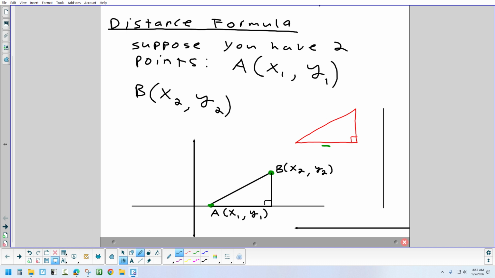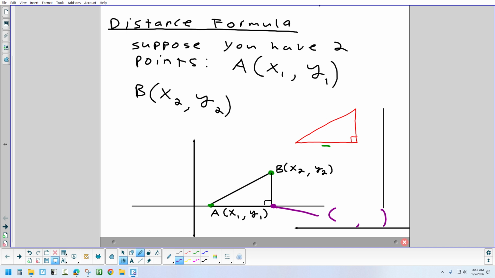Now, there's one more coordinate we need to label, this one. We do have enough information in that diagram to label that coordinate because it lines up horizontally with A and it lines up vertically with B. So that should give you a hint at what these 2 values are going to be.